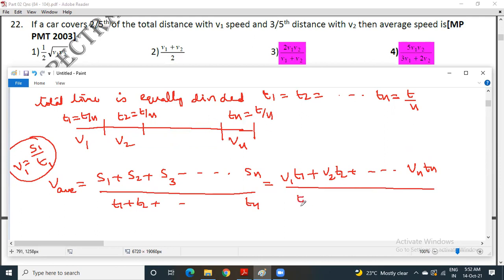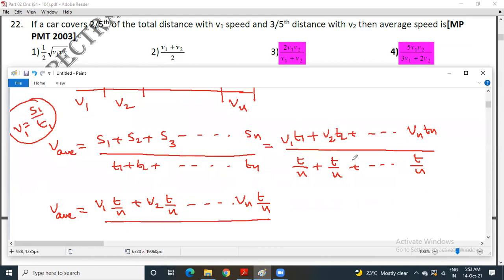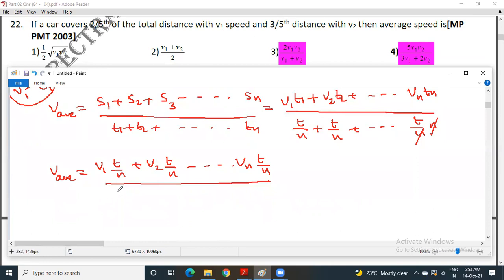as all are same, T by n, so on, T by n. Next, so you have taken T1, all are equal to T by n only. So let us substitute that V1 with the T by n, so on, V2 with the T by n, so on, Vn with the T by n whole divided by, this is n times. This and this get cancelled. So you'll finally get here as the T.